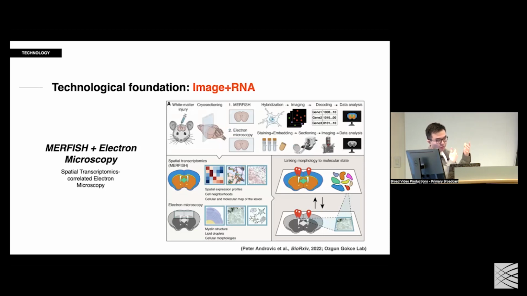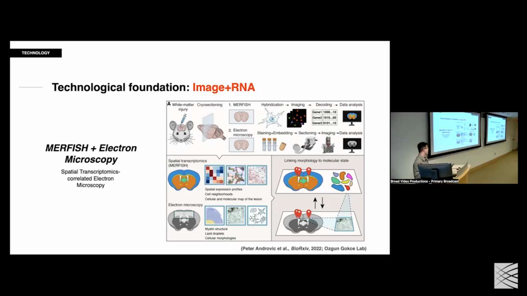And then there are also some other very cool technologies that focus more on integration. How do you integrate different kinds of imaging data with different kinds of spatial transcriptomics data? For example, this beautiful work from Oz's lab tried to integrate MERFISH data with electron microscopy images. So you can have very high resolution morphological features from the electron microscopy, and at the same time high resolution gene expression data.